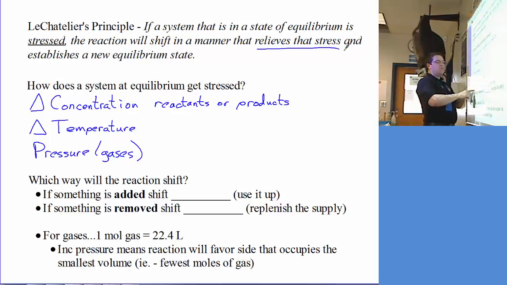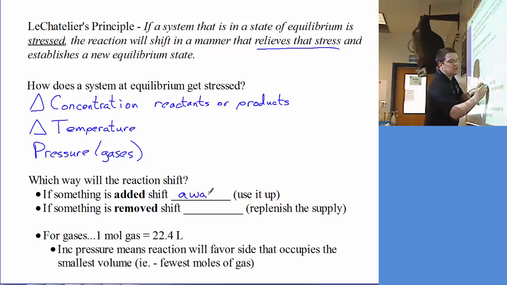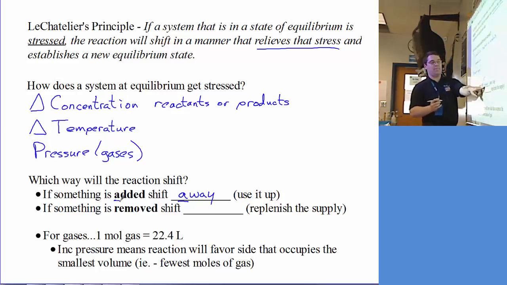And it's going to shift based on what it needs to do to relieve the stress. Okay? So if you add something, whether it's adding a reactant, adding a product, adding heat, the reaction is going to shift away from that addition. Now that could be to the left or the right, it just depends on where the addition is being made. But when you add something, the reaction will shift away. Add away, AA. That's how you can remember that. And the reason it shifts away is because it wants to use up that excess.